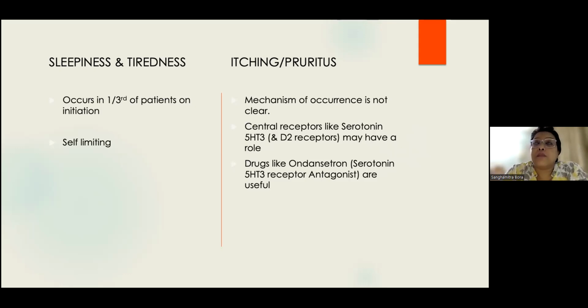Itching and pruritus is a very important side effect, but it is not very common. But when it comes to a patient, it is extremely difficult for the patient to manage. The mechanism why it happens is really not clear. There are central receptors like serotonin that might have a role to play. Drugs like ondansetron, which is a serotonin 5-HT3 receptor antagonist, are very useful in morphine-induced or opioid-induced pruritus. If you are tempted to use medications like cetirizine or levocetirizine, no, they're not going to work. So for morphine-induced pruritus, it is always a serotonin 5-HT3 receptor antagonist like ondansetron.